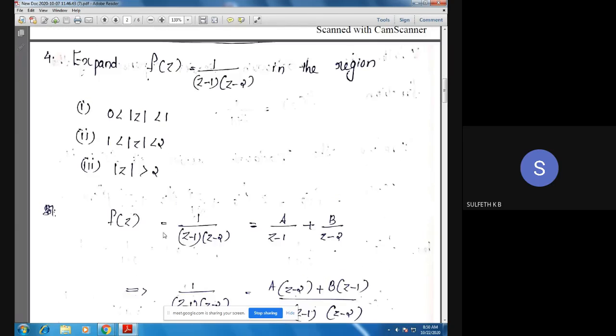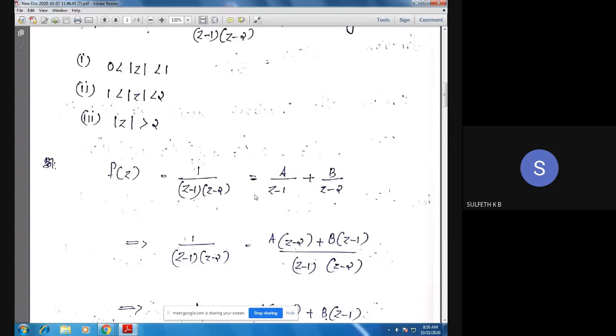We have the function f of z as 1 divided by (z minus 1) into (z minus 2). Then we have to change this form. We have the denominator in a factor form, right? Z minus 1 into z minus 2. Then we want to change the denominator into z minus 1 and z minus 2 terms. Therefore, by partial fraction method, 1 by (z minus 1)(z minus 2) equals A divided by z minus 1 plus B by z minus 2.